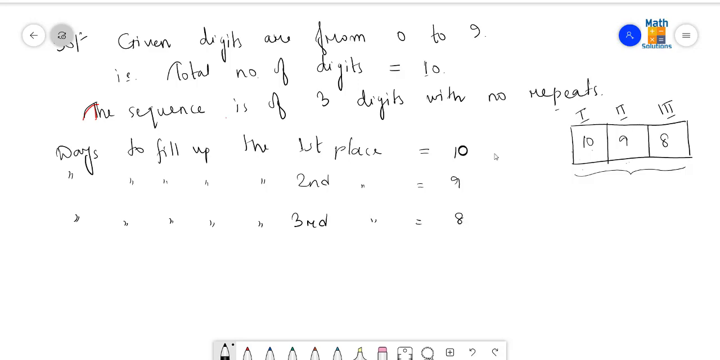So after this, therefore, possible number of sequences. First we have to calculate what is the possible number of sequences.